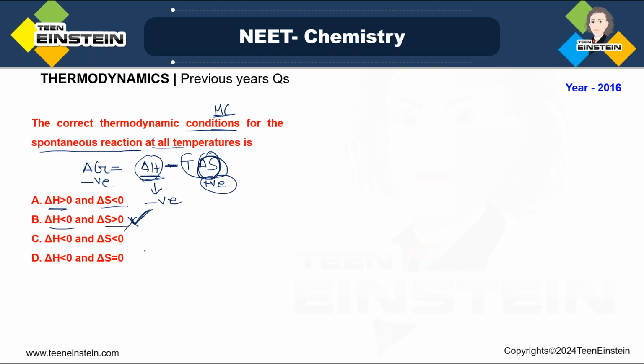So this will work. What about C? Del H is negative. Del S is also negative. So it will be positive, right? And the last one is del H is less than 0, that means it is negative, and del S is 0. Now that will also work. Why? Because now the second term is completely 0, and del H is already mentioned as negative. That means obviously del G will be negative. So in this way, we can reach these two as the correct option.